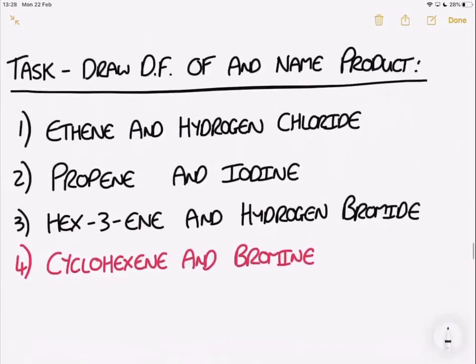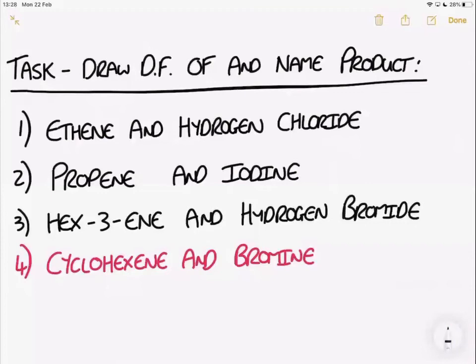So over to you, basically. You've got a task, right? You need to think about the two things that are reacting together, all right? The alkene and the thing that's reacting with the alkene. You need to come up with a structure, a displayed formula for the product, and have a go at naming it. So what you need to do is pause the video and try and draw the product of these reactions. The one that's in red is a little bit more tricky, and so if you can't do it, don't feel bad.